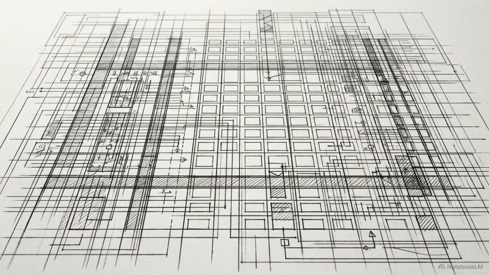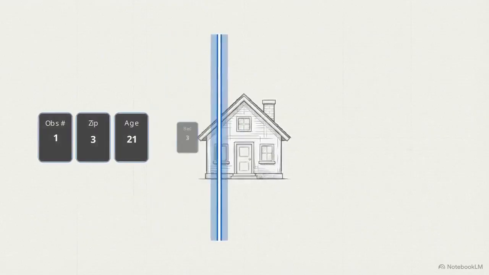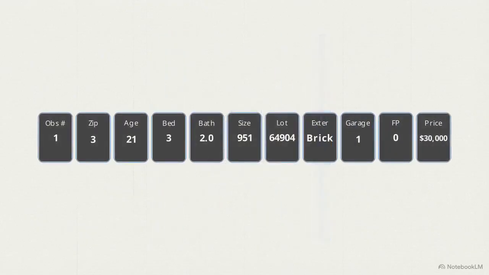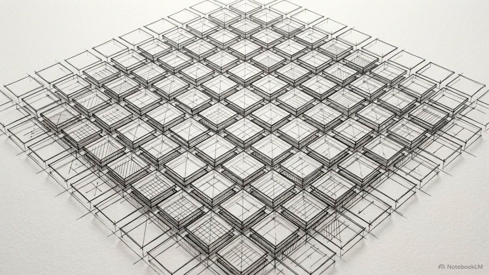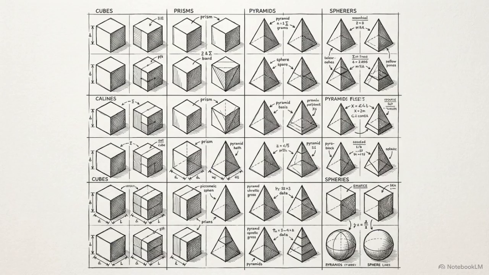To perform rigorous statistical inference, we have to establish the underlying rules governing this grid. We must translate a physical phenomenon, like a house, into a structured mathematical object. A dataset is a structured matrix that maps real-world entities into a computable format. Before you can run a single equation, every piece of information inside this matrix must be explicitly classified.